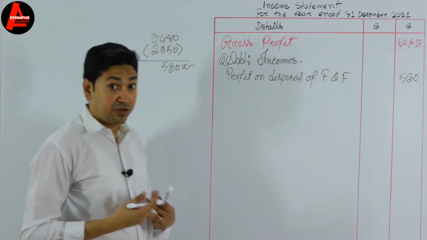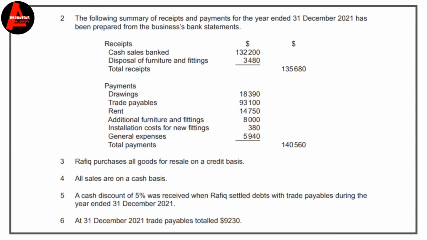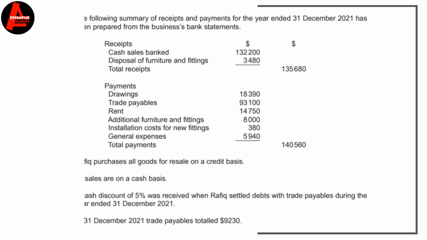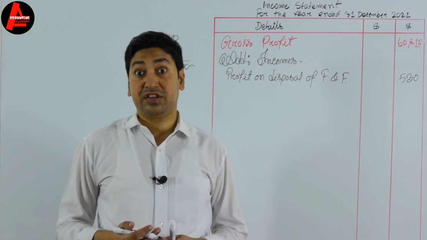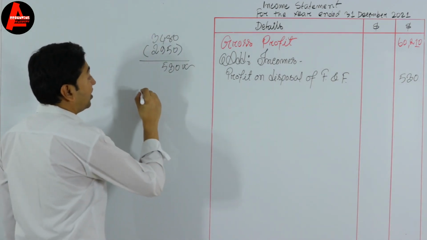Do we have any more income? Yes, we have one more. Let us have a look at the question. So here number 5 is written: a cash discount of 5% was received when Rafiq settled debt with trade payables during the year ended 31st December 2021. Okay, so here the trade payables were $93,100.